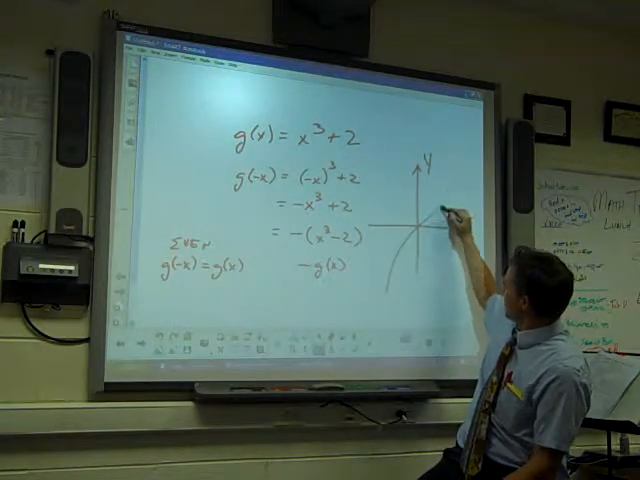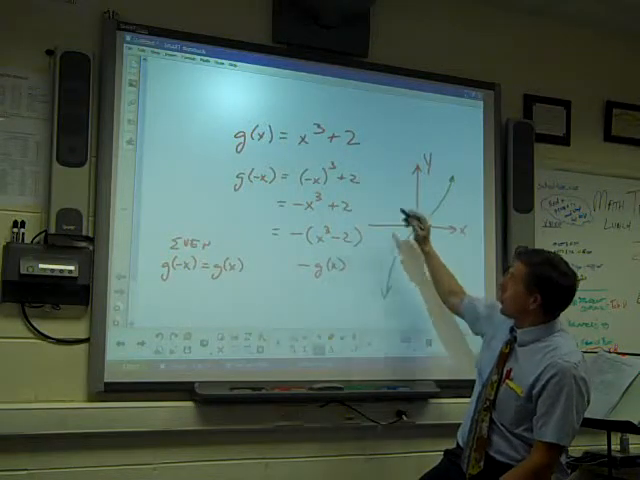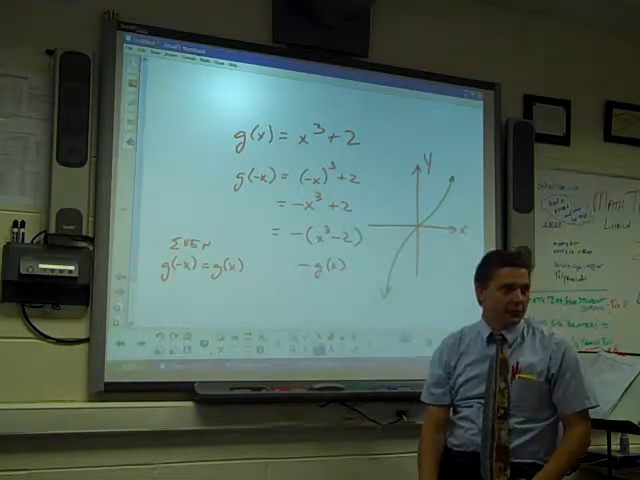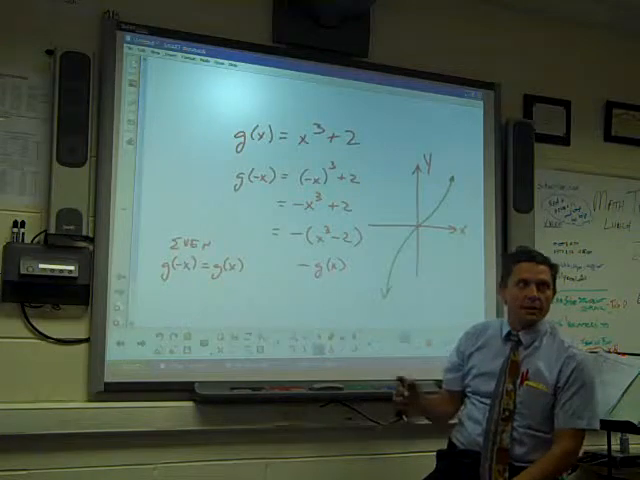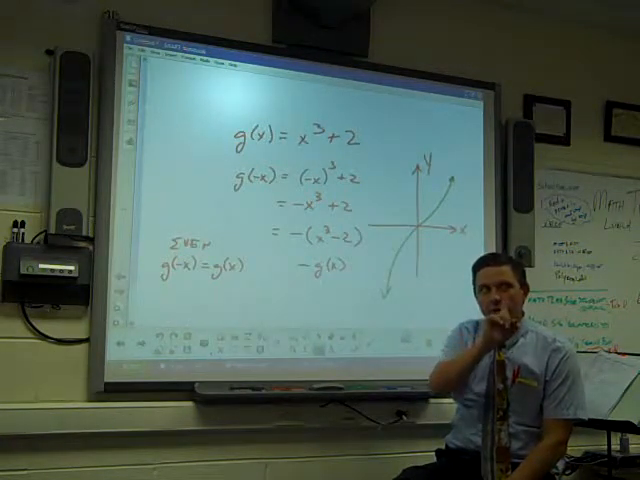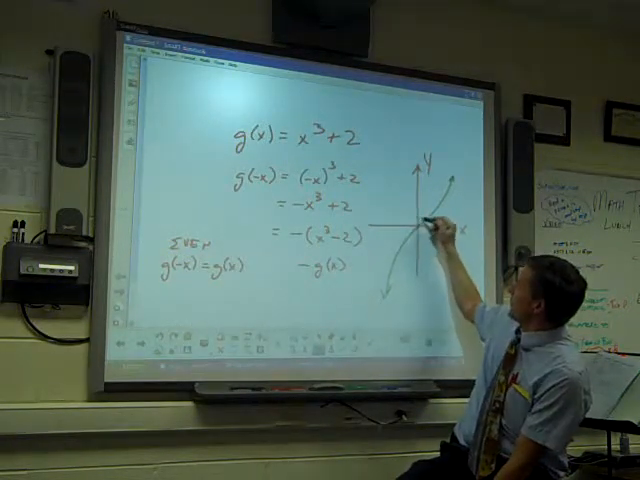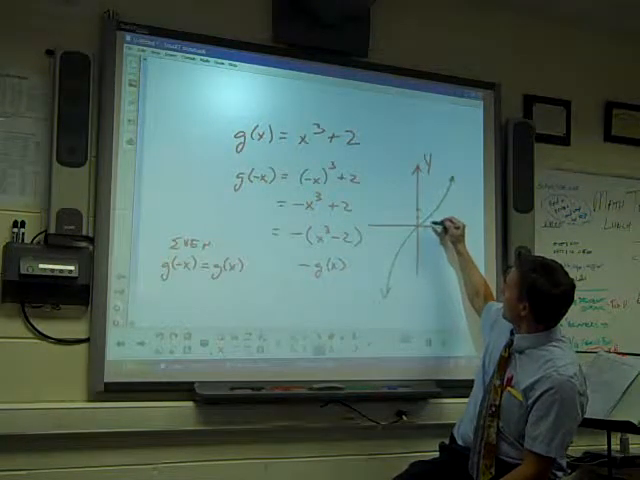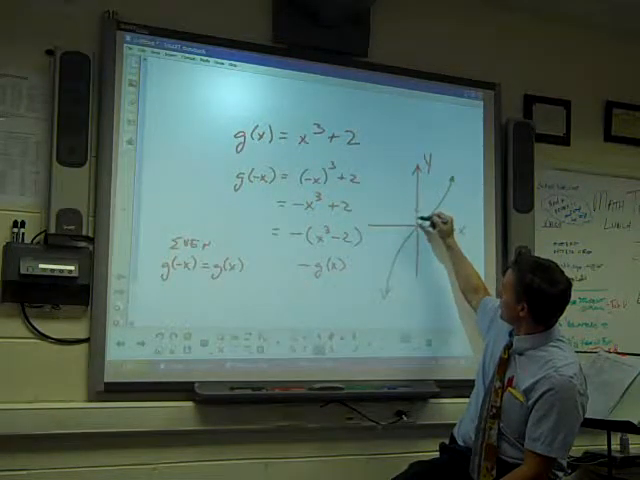And I'll tell you right now, the graph of x cubed goes like this through the origin. Well, what does adding 2 do to this curve, do you think? Moves it over? Not over. Up. Up on the y.